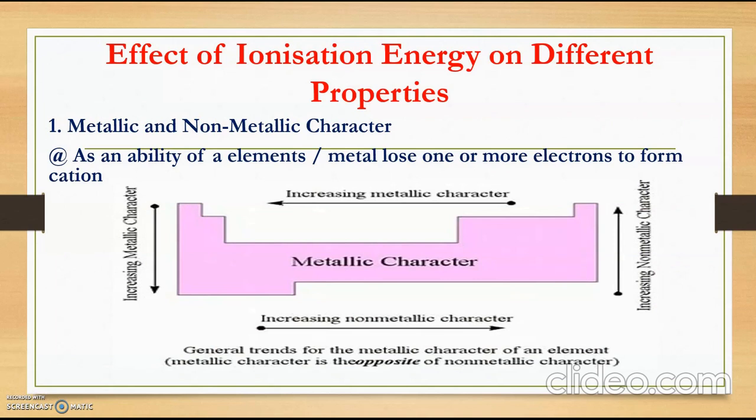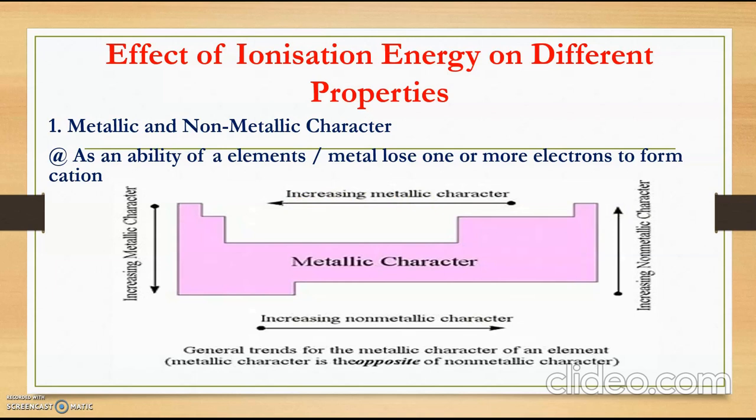So the first property is metallic and non-metallic character. Firstly we see what a metallic character is. Metals are elements having the ability to lose one or more electrons to form a cation. This ability to lose electrons depends upon the ionization energy. With increasing ionization energy, the metallic character decreases.